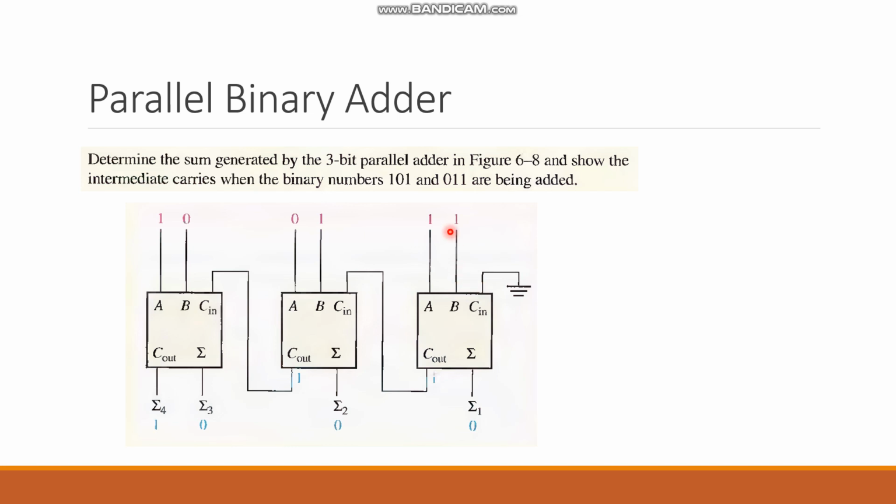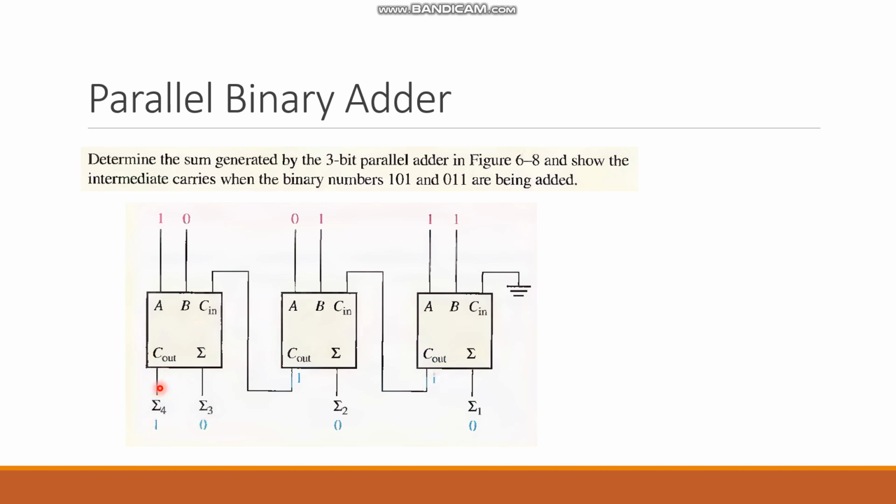Okay, 0 plus 1 plus 1 is going to be 2. That means 0, 1. The summation is 0 and the carry out is going to be 1. And this carry out is connected to the carry in of the next bits. So the carry out of this one is going to be added with those 2 bits. Okay, so 1 plus 0 plus 1 is going to be 2, which is 0, 1. The summation is 0 and the carry out is 1. So this one is going to be added with those 2 bits. So 1 plus 0 plus 1 is going to be 2. So the summation is 0 and the carry out is 1.